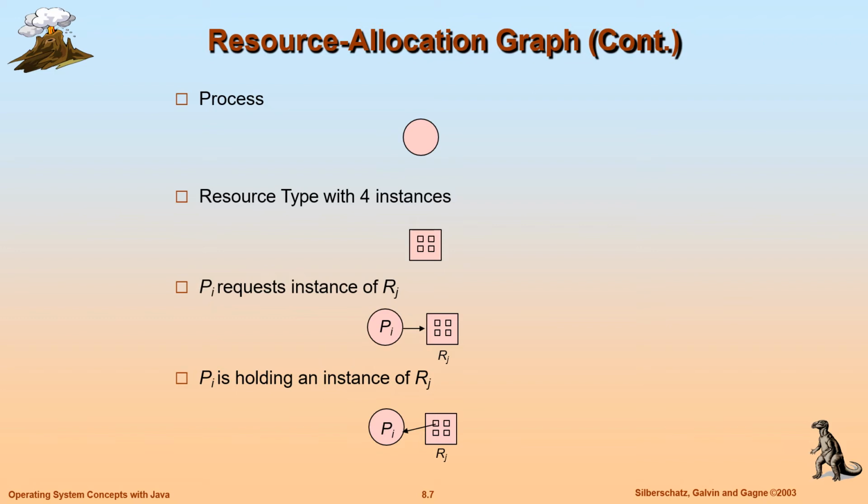Pi requests an instance of Rj. An instance of Rj means any one of the printers in Rj. Now Pi is holding an instance of Rj. Out of 4, one is allocated to Pj. This is called the resource allocation graph representation.